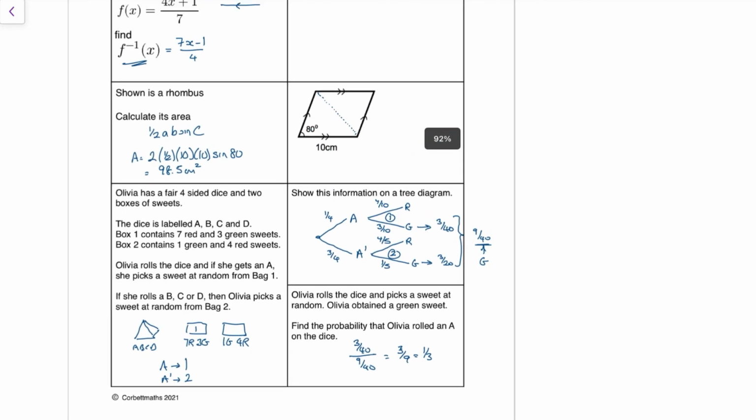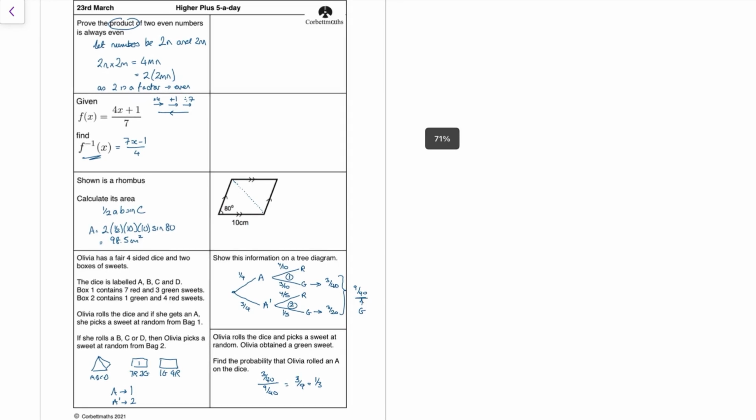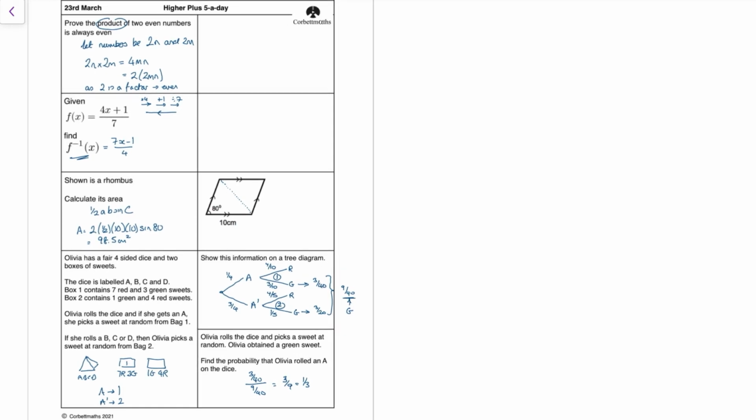Wow, difficult ending question. The first one's not great if you don't like proof. The second one, not terrible at all. The third one, you need to know the formula. That 4th question was difficult, so well done if you got that. Do let me know how you did.